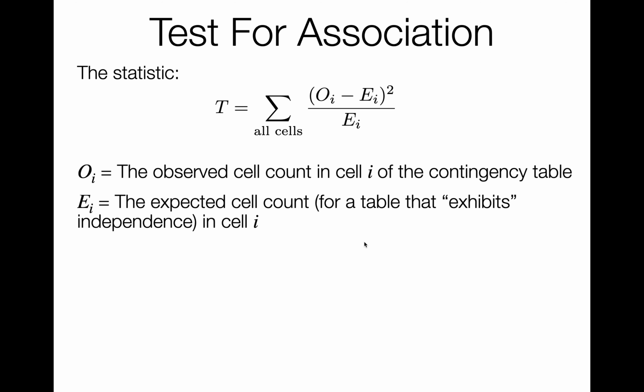E sub i is the interesting part, and it's, of course, the harder or more challenging part to get. E is the expected cell count. What I mean by expected cell count is what the table would look like if the two variables were actually independent. That's what I mean here when I say exhibits independence. So it's the expected cell count of a table that would actually exhibit independence, or that is actually independent.